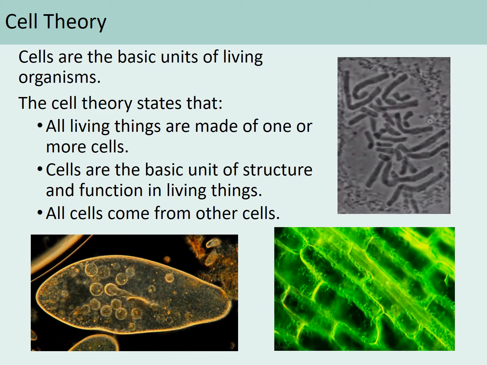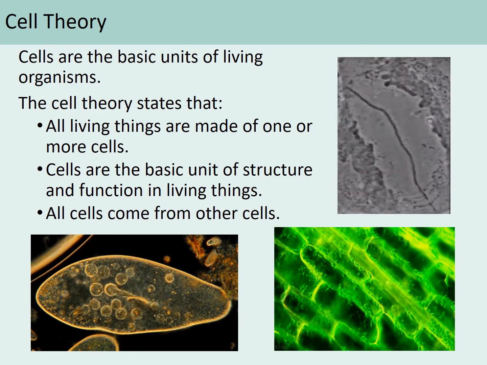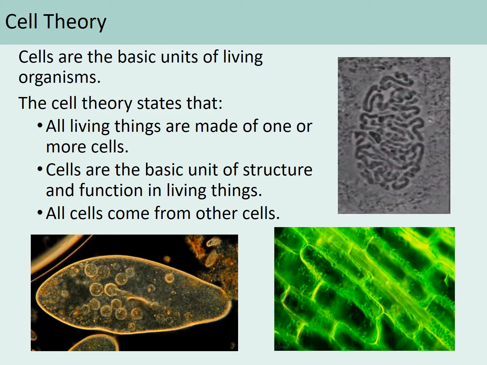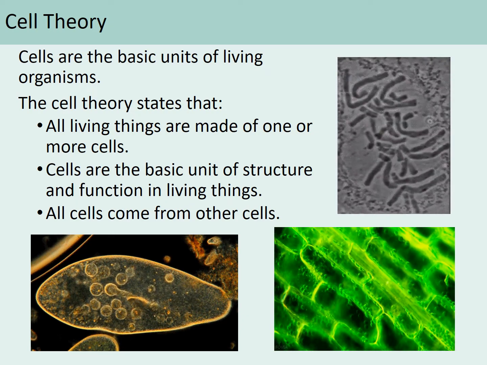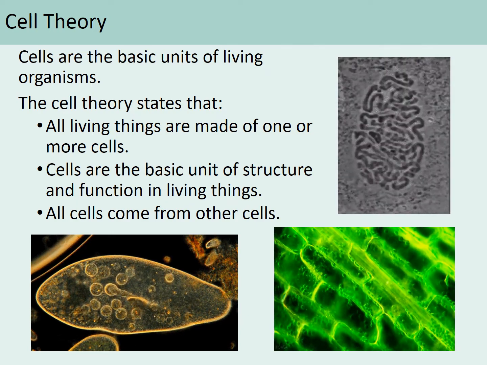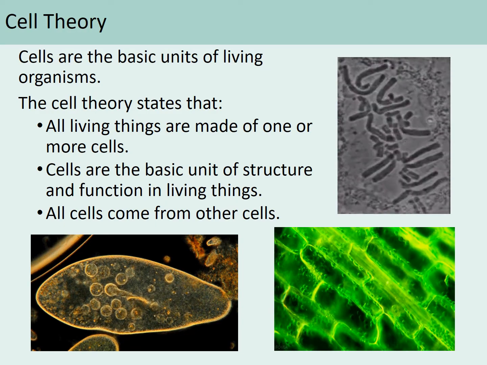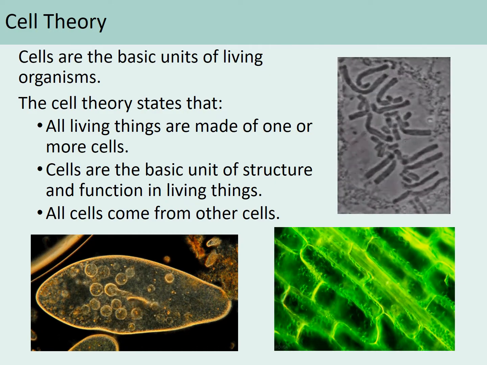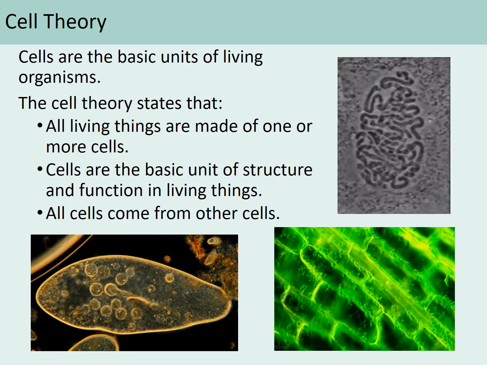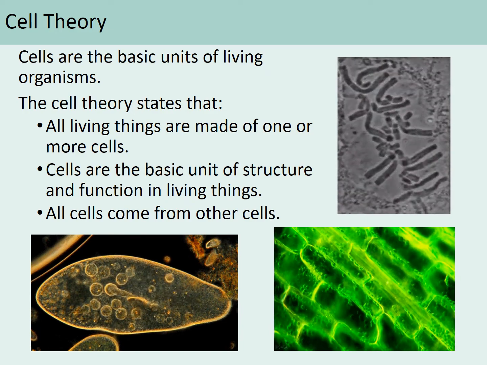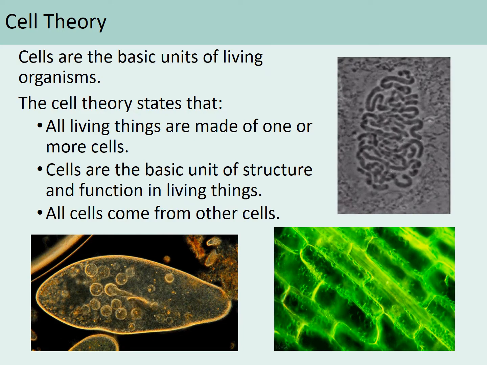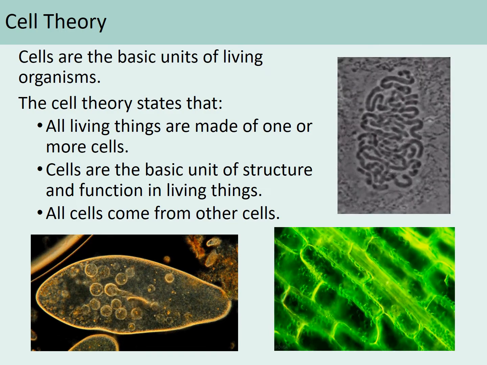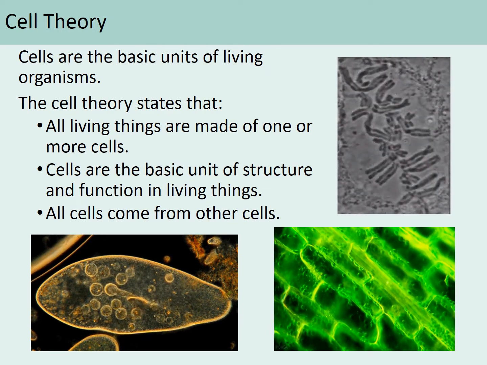Something that we covered in lesson number 1 is what cells actually are. Cells are the basic units of living organisms, so all living organisms will contain at least one cell. There is a cell theory, and the cell theory states that all living things are made up of one or more cells. Cells are the basic unit of structure and function in living things, so they are the building blocks of life. And all cells come from other cells. They don't just magically appear.